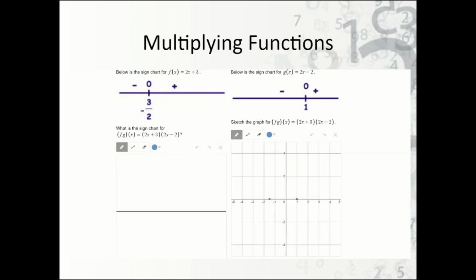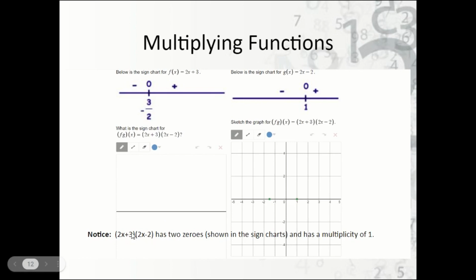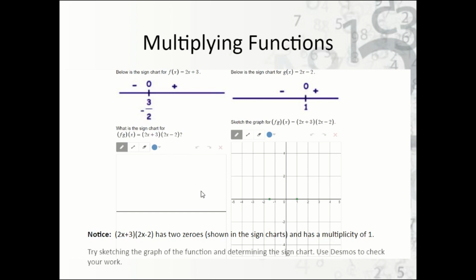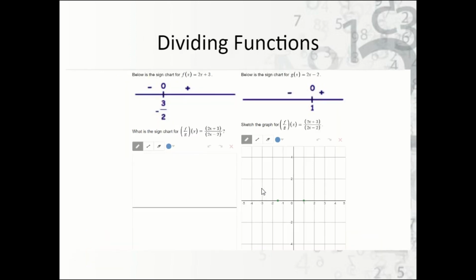Now multiplying functions. So it says that we're using f of g is equal to 2x plus 3 times 2x minus 2. So we should notice that there's 2 zeros here, right? So there's a number here that we can plug in for x that'll make this 0. And there's one here we can plug in and make it 0. So we should have 2 zeros. And then we're going to try sketching the graph of the function to determine the sign chart to use. We can always use Desmos to check our work.